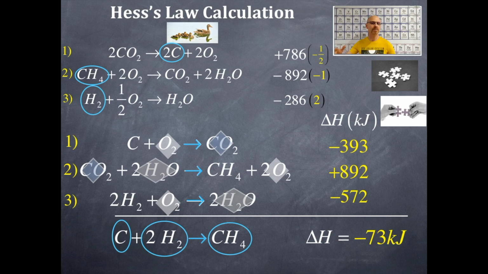Okay, simple problem. Just do it one step at a time. Remember, it's a simple puzzle. Keep your ducks in a row. Make sure you follow the rules. Flip the equation, multiply by a negative. Leave it alone, don't do anything. If you multiply by a fraction, then multiply by a fraction.